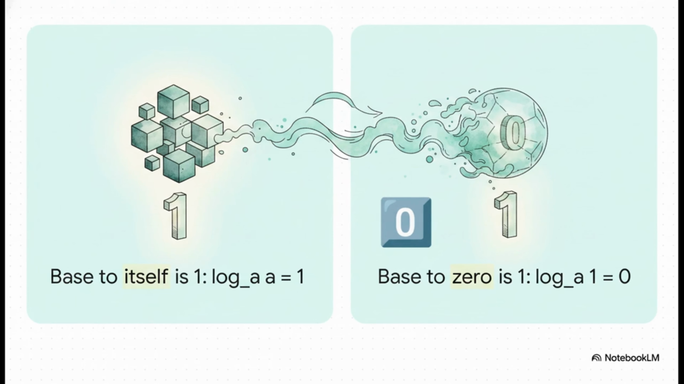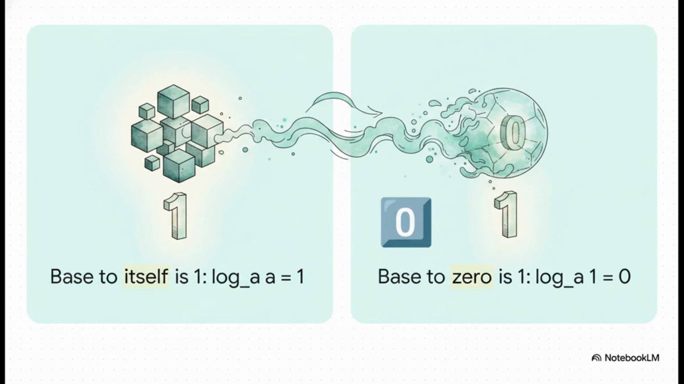Now, what's really interesting about this is how the logic just perfectly clicks into place when you juxtapose these two basic identities. First, look at log base a of a equals 1. Why is that? Just ask yourself, to what power do I need to raise a base to get that exact same number back? Exactly 1. For instance, log base 10 of 10 is simply 1.